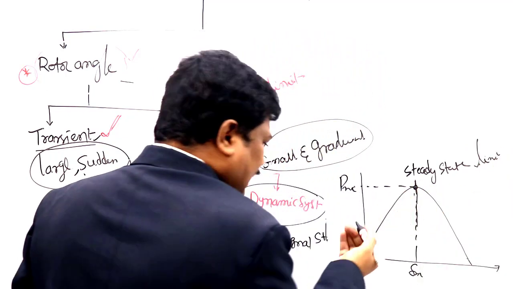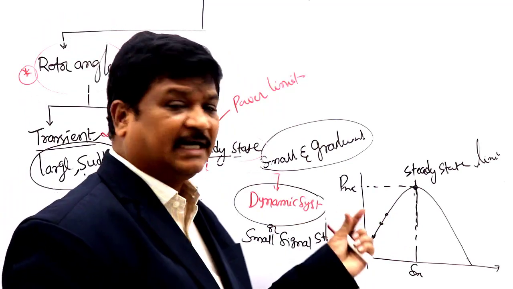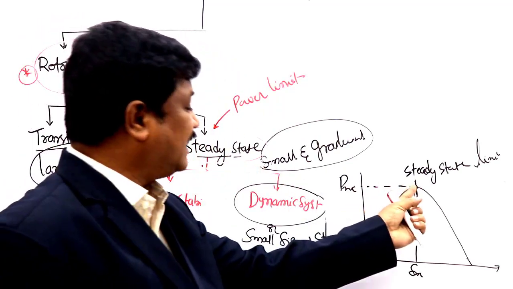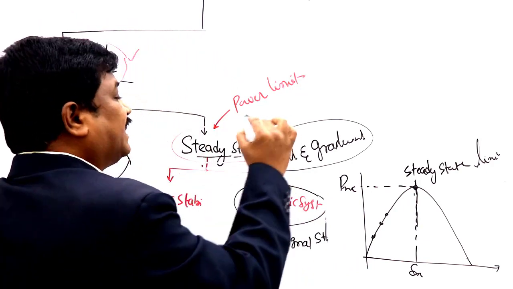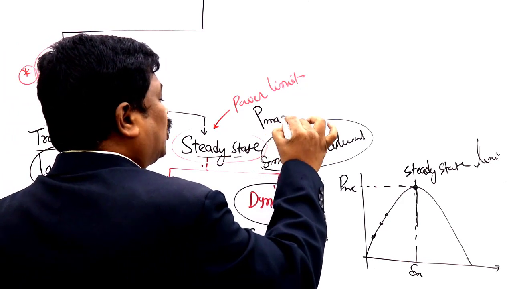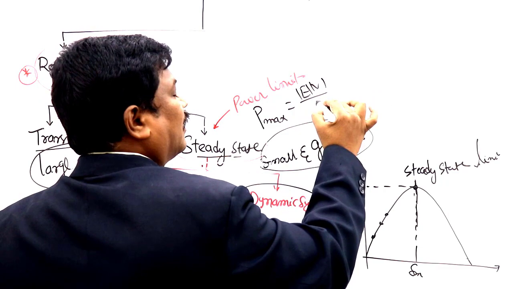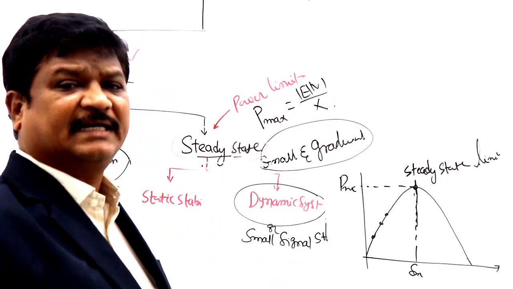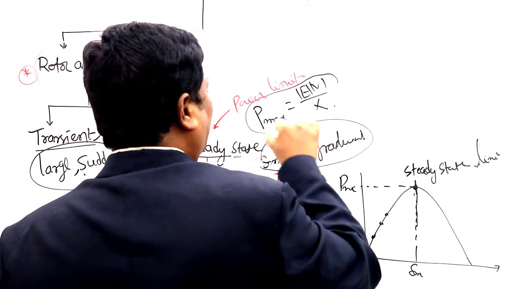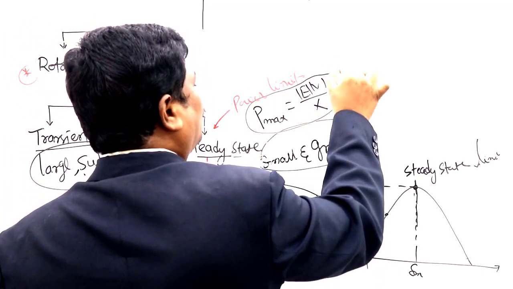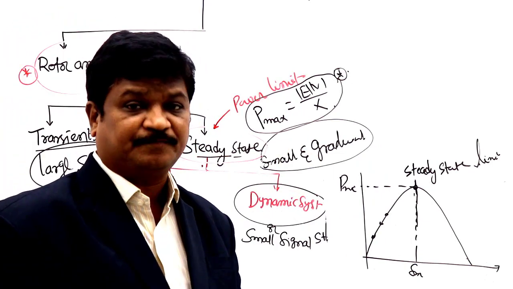Whereas the transient limit may be here or like this. The maximum transient power limit may be less than the steady state limit. The maximum steady state limit is given by P max equals EV divided by X, where X is the reactance in the system. This is the maximum steady state power limit formula. Based on this we will solve many problems, especially given in per unit values.